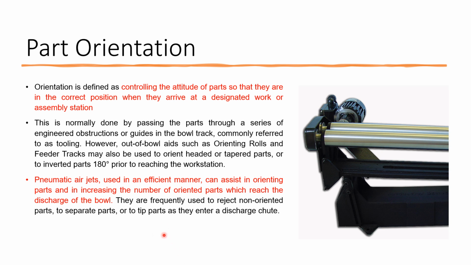Now, orientation is nothing but controlling the attitude of the part so that the parts are in the correct positions when they arrive at the designated work or assembly station. The parts can be placed in a random position through the hopper, so they will get fed to the bowl feeder in a very random position. So part orientation is very important. It is an input parameter that is required while selecting the bowl feeder. We should tell the bowl feeder manufacturer the orientation we want at the output, and according to that, they need to design the bowl feeder.